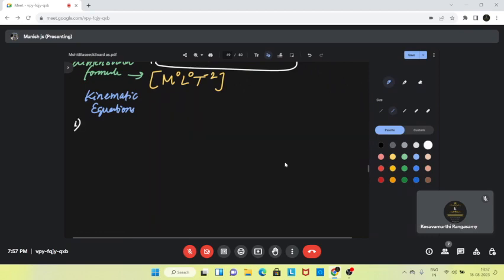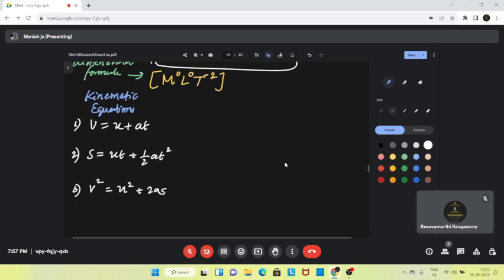We also call them equations of motion. We commonly refer to them as v is equal to u plus at. Okay, first one. Second, s equal to ut plus half at square. Okay, third, v square equal to u square plus 2as.